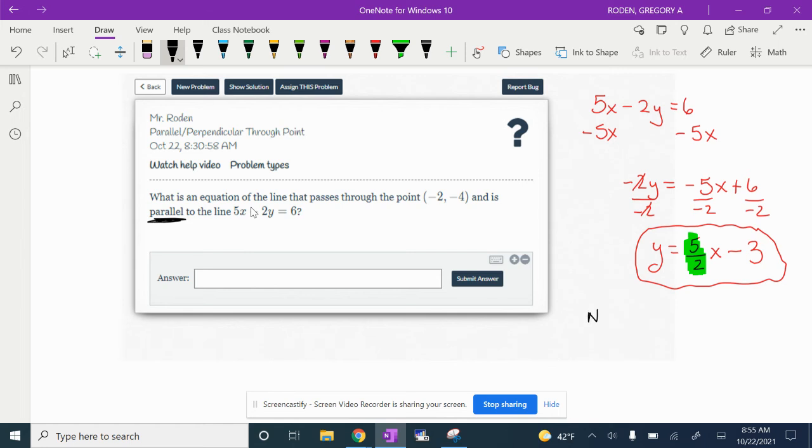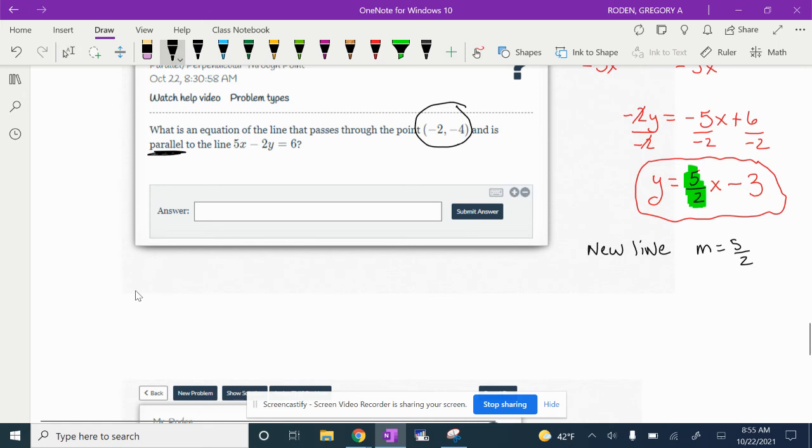So my new line, I'll do it in black right here. My new line is going to have a slope of 5 over 2. Now, I'm going to use this special point right here to solve for my b, because remember, every linear equation is in the form y equals mx plus b. Okay, so let's do that.